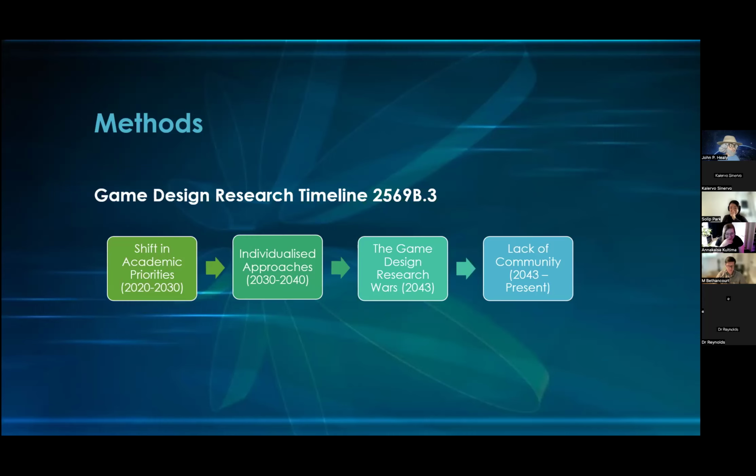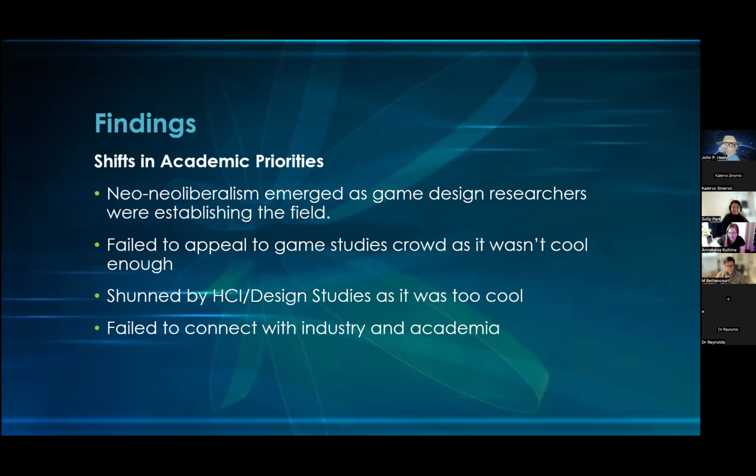So here is the timeline. As you can see in 2569b.3, the shift in academic priorities happened between 2020 to 2030. This led to a fracturing and individualized approaches into 2030 onwards, eventually leading to the game design research wars and a lack of community that persists in that timeline to this day.